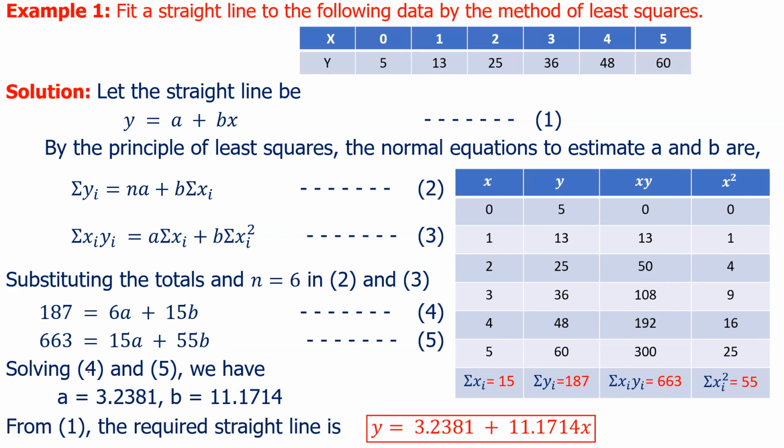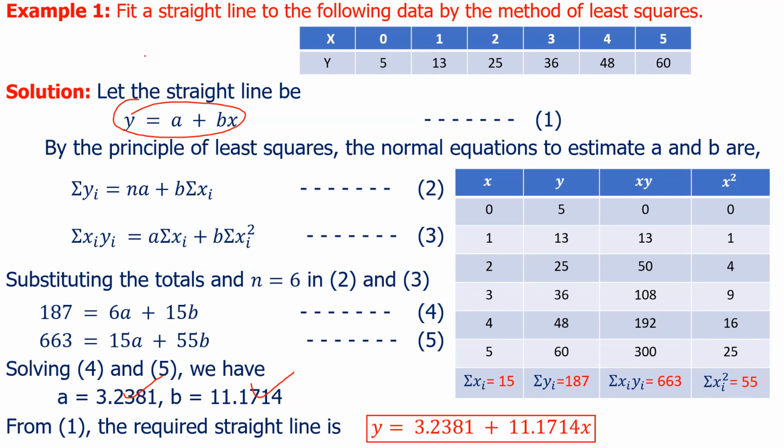From equation 1, if we substitute all these values of a and b, we get y equal to 3.2381 plus 11.1714x. So this is the best fitted straight line using the data.